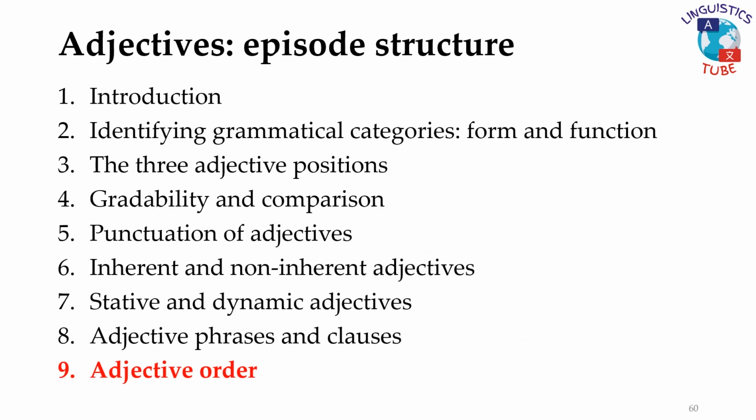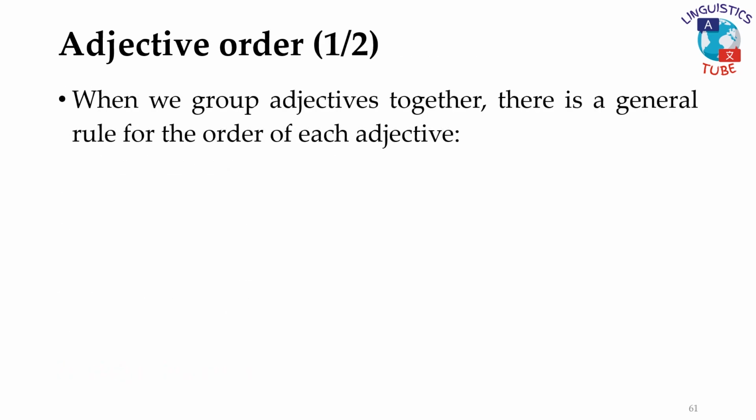We've now arrived at the final section of this episode. As we have seen throughout this episode, it is common to put 2 or 3 adjectives together to describe multiple properties of one noun. When we do this, you should not randomly put them together, because there is actually a rule about the order of the adjectives.